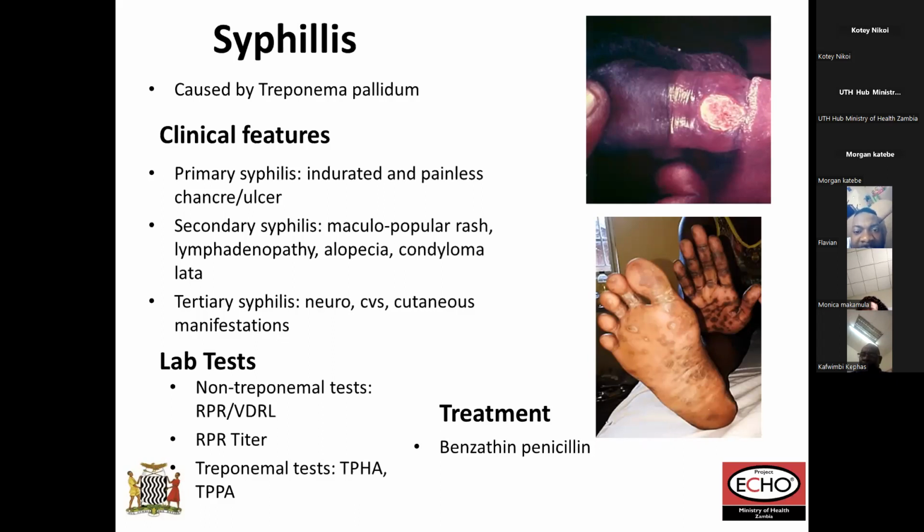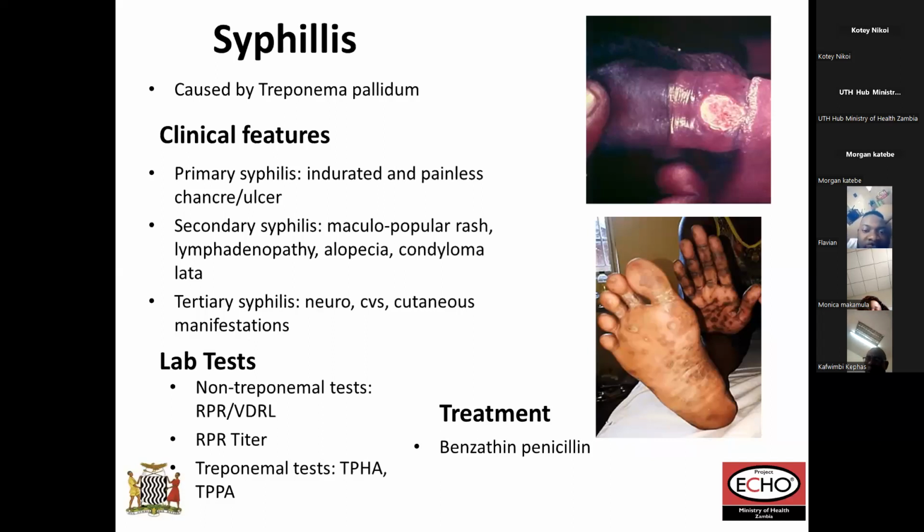Lab tests for syphilis. You have the non-treponemal tests, which are RPR and VDRL. I know we usually do these tests. These are non-treponemal because they are not specific for syphilis. So RPR can be positive in someone who is pregnant, someone who has malaria or another autoimmune condition. So a positive RPR does not equal syphilis. You can also do an RPR titer, so at least it will tell you the stage.